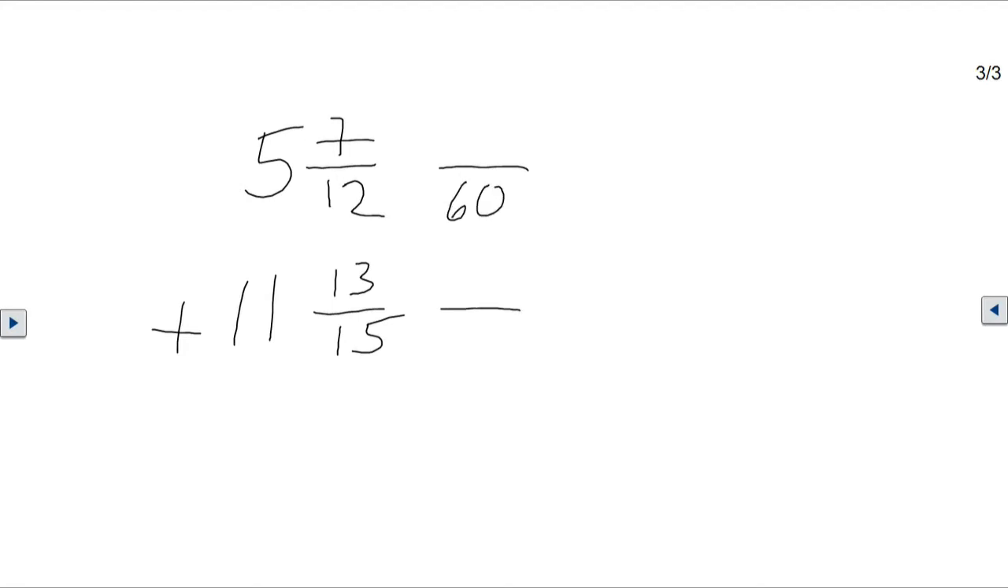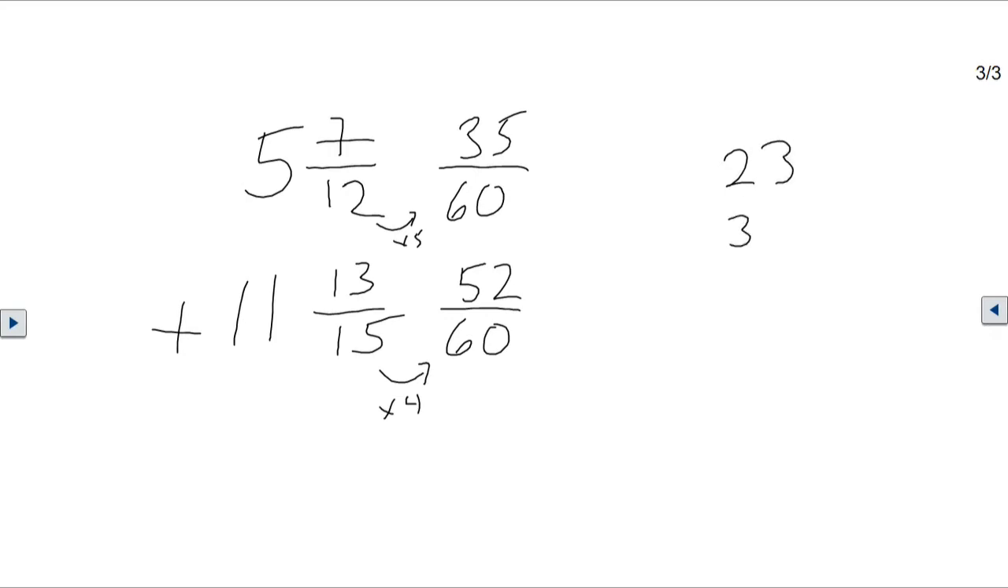So 60 is going to be our common denominator. We're not going to change it to improper. 15 times 4 gets us 60, so 13 times 4 is going to be 52. This one we multiply times 5, so that's going to be 35. Now we're going to add, just like when you learned to add 2-digit numbers with columns. Back in elementary school, when you did something like 23 plus 38, we'd add the ones column, we'd carry, and then we would add the tens column. We're going to do a similar thing here.